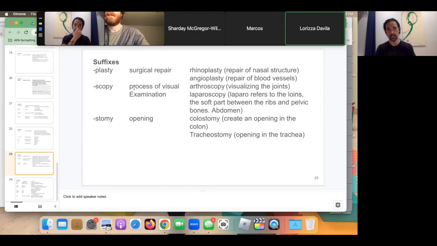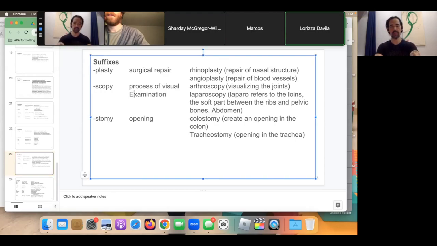Scopy is the process of visual examination. The weird random capitalization is something that word processing programs like Google Docs do. It's hard to control. All right, scopy, process of visual examination. So arthroscopy is the process of visualizing the joints, looking inside the joints. Laparoscopy. Laparo refers to the loins, the soft part between the ribs and the pelvic bones. So that's the abdomen, so that's looking inside the abdomen.